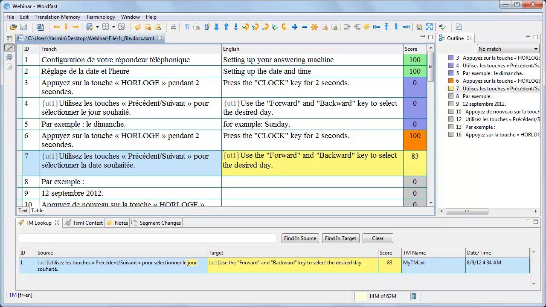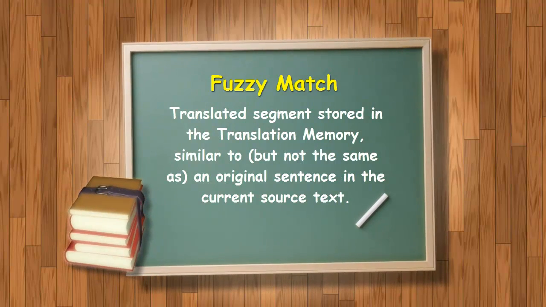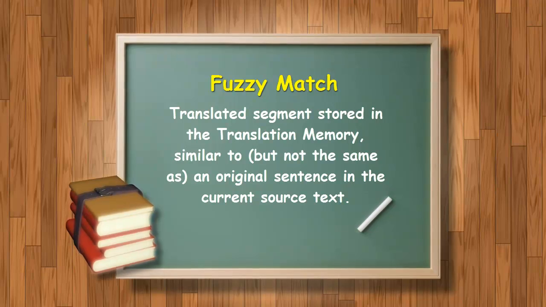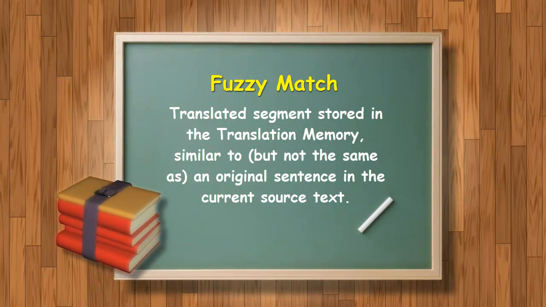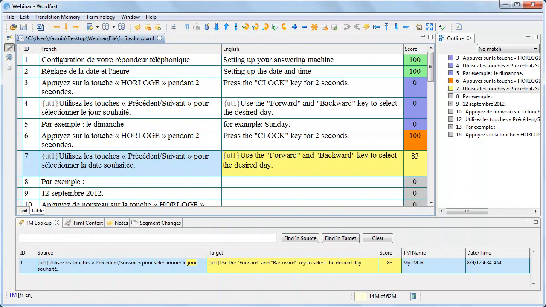What is a fuzzy match, and why is it on a yellow background? We have translated a similar segment before. When we pressed Alt down, it was automatically retrieved from the translation memory. Fuzzy matches are distinguished by a yellow background. You can also notice the match rate, it is less than 100%.